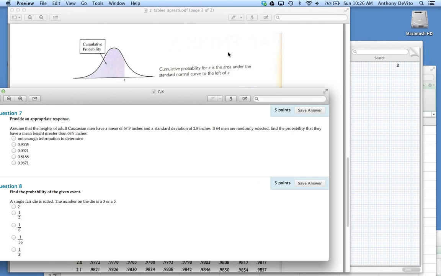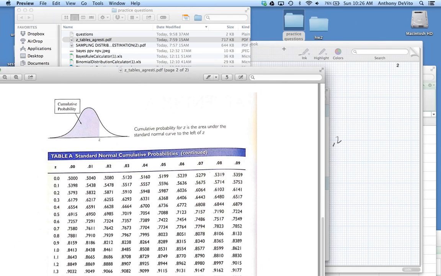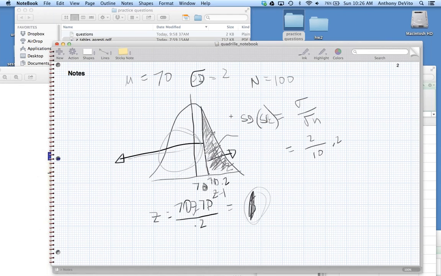So if I go back to my problem, I'm going to round it off to 86%, which would leave 14% for the probability that that sample of 64 people would have a mean above 70.2 in this case. So we're doing the same thing.